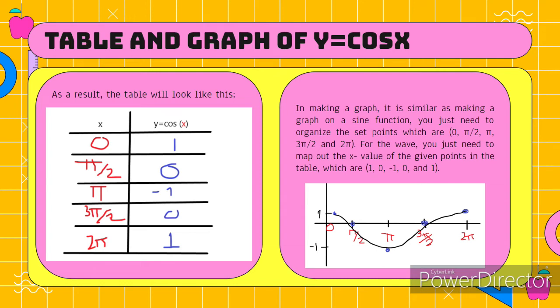In making a graph, it is similar to making a graph on a sine function. You just need to organize the set points which are 0, pi over 2, pi, 3 pi over 2, and 2 pi. For the wave, you just need to map out the x value of the given points in the table, which are 1, 0, negative 1, 0, and 1.